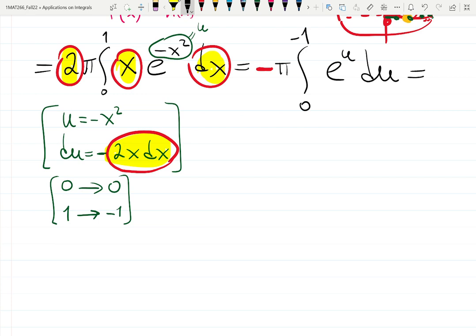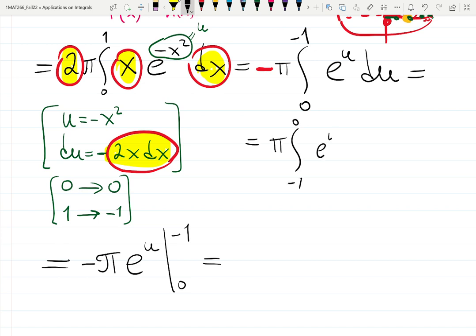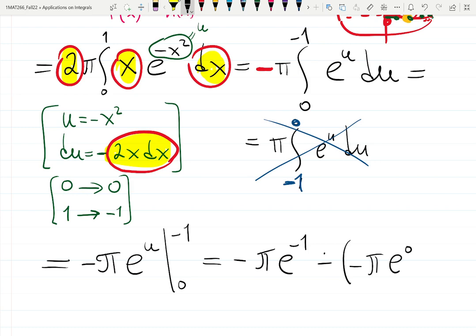Finish integrating. You don't go back since we changed limits of integration. Minus pi e to the u from 0 to minus 1. See, negative sign allows us actually to flip. It will be positive. Well, you always can flip. So actually it is just pi from minus 1 to 0 e to the u du. But I don't plan to use that. Just for you to know, you can always change limits of integration and then change the negative sign to positive or positive to negative in front of it. Minus pi e to the minus 1 minus pi e to the 0.